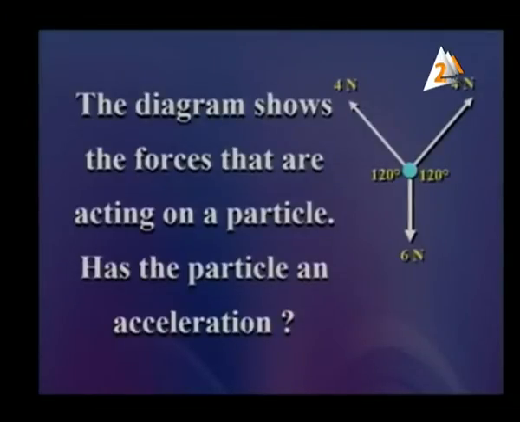The diagram shows the forces that are acting on a particle. Has the particle an acceleration? As you see in the figure, there are three forces of magnitude 4 Newton, 4 Newton, and 6 Newton. The angle between every two forces is 120 degrees.